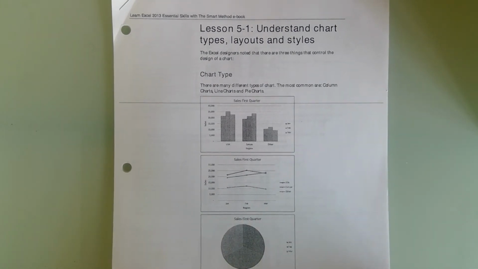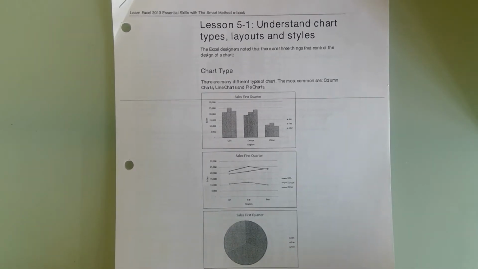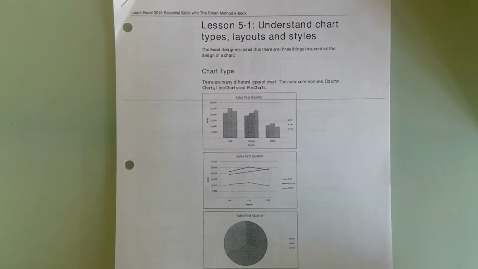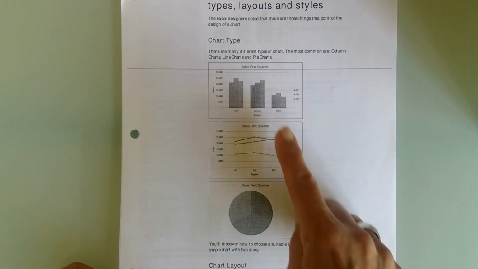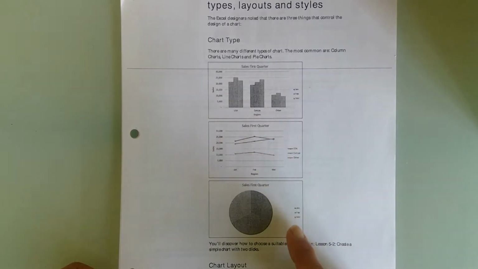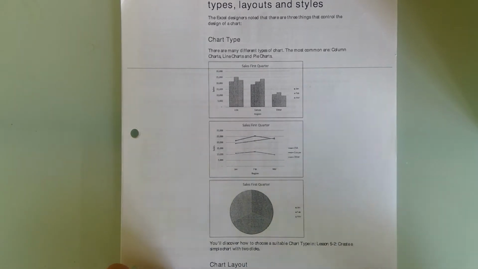Hello, grade 9. This is our last lesson in Excel. So today we're going to learn about charts. The first lesson is lesson 5.1, and this talks about chart layouts, styles, and types. There's basically three types of charts in Excel: the bar chart, the line chart, and the pie chart, all used for different purposes. As you read through this first lesson, you will see what they're for.